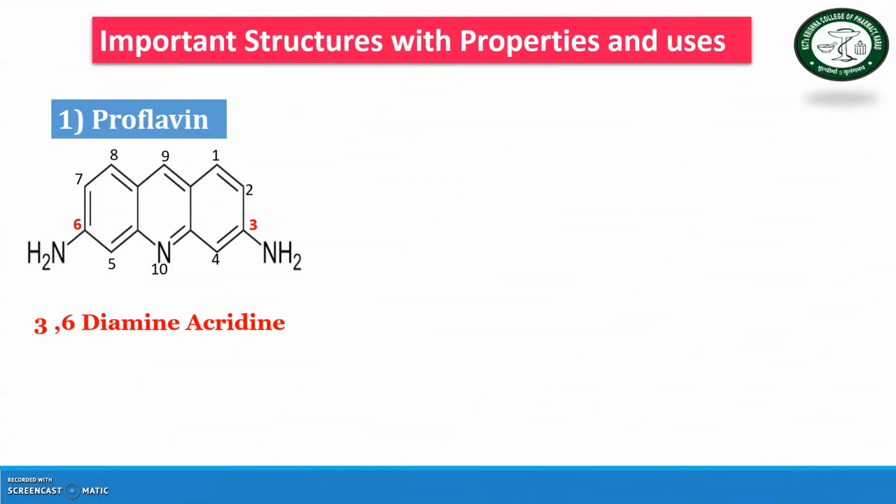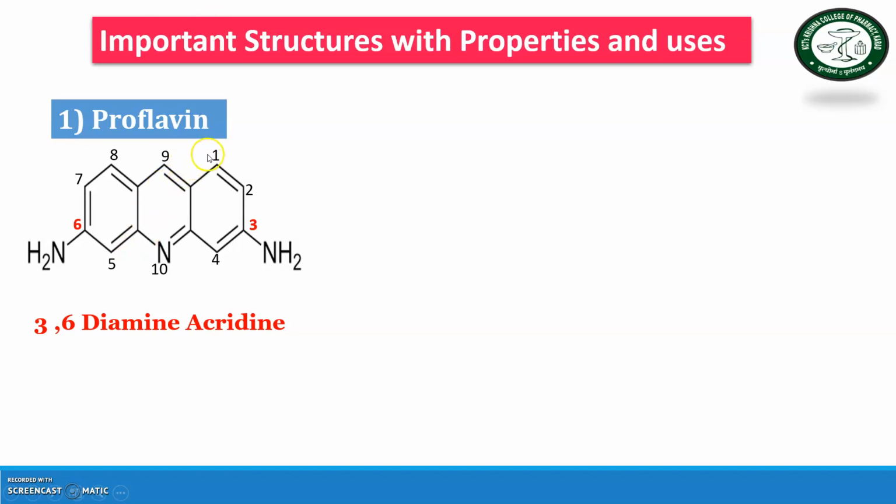Next, some important structures with their properties and uses according to the MSBTE exam. These are frequently asked questions. Only three structures are important in this chapter under antiseptic and disinfectant. First is proflavin. Proflavin is also known as 3,6-diamine. So this is the structure of proflavin.